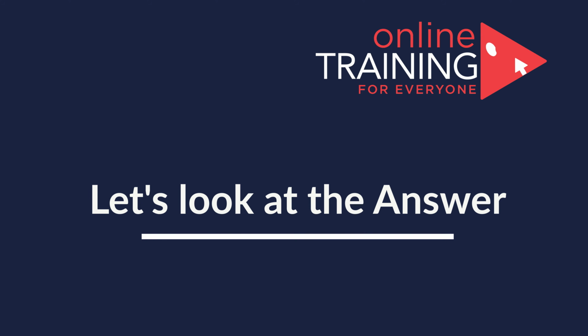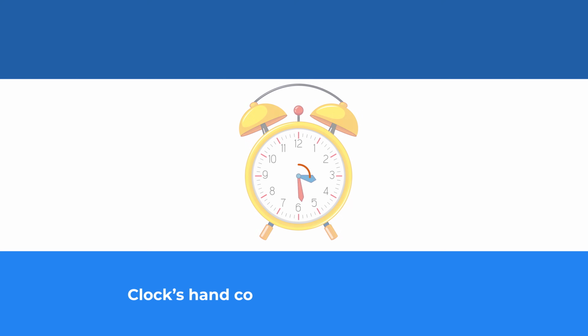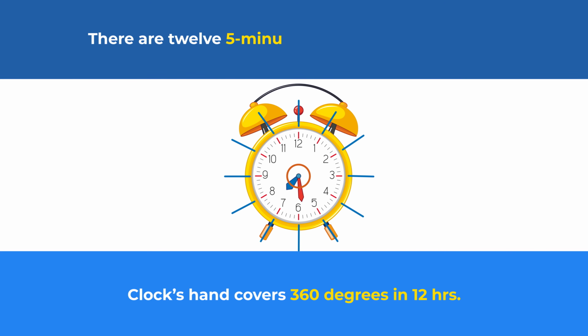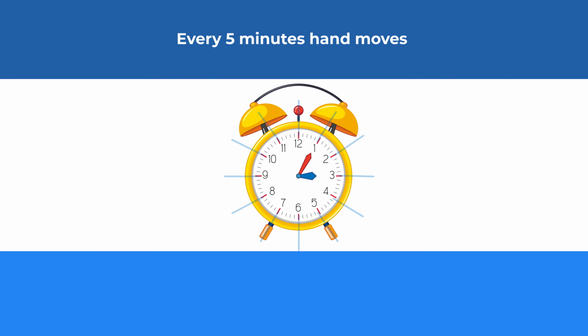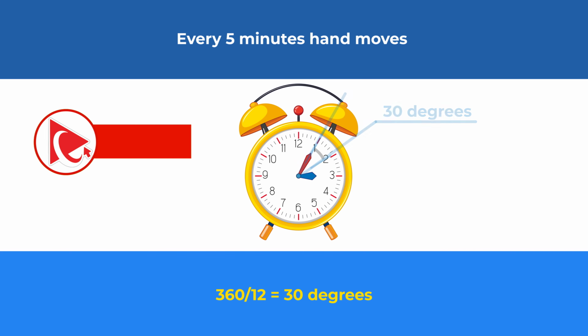Because the clock's surface is a circle, the clock's hand covers 360 degrees in 12 hours. There are 12 5-minute sections on the clock, and every 5 minutes, the hand covers 30 degrees, which is calculated as 360 degrees divided by 12, which is equal to 30 degrees.